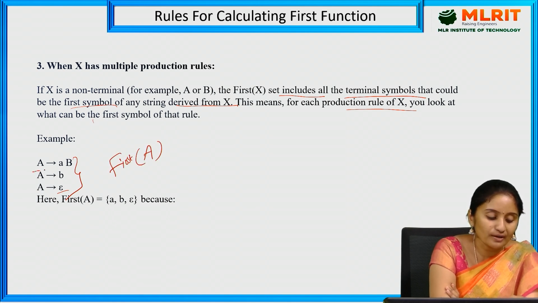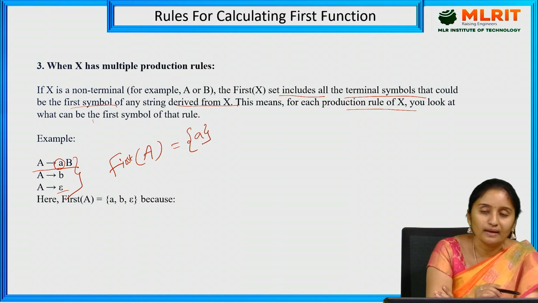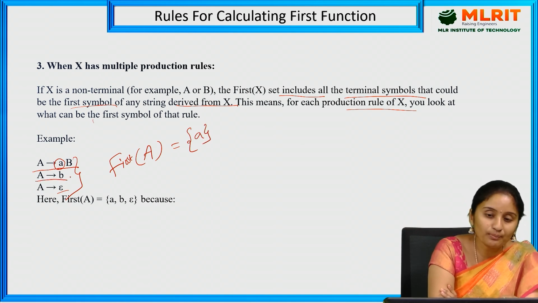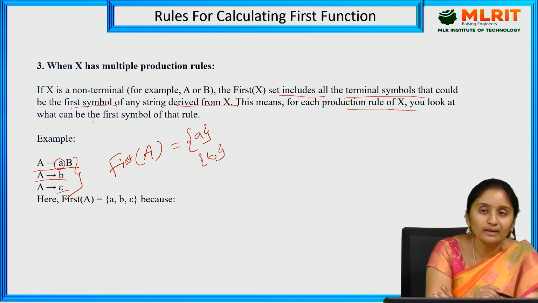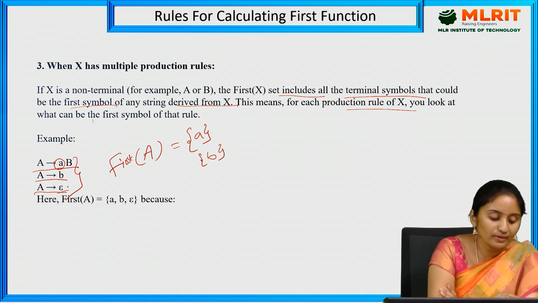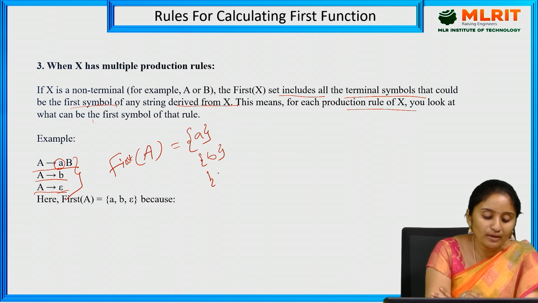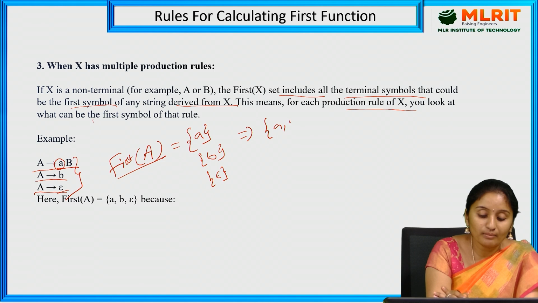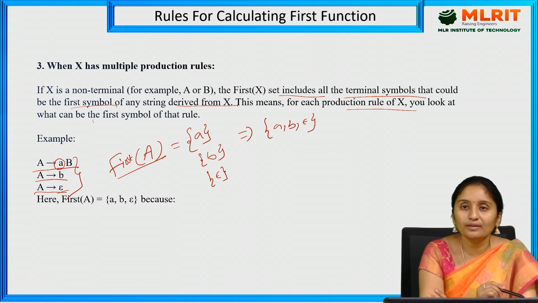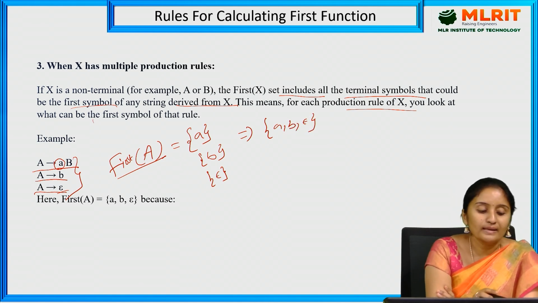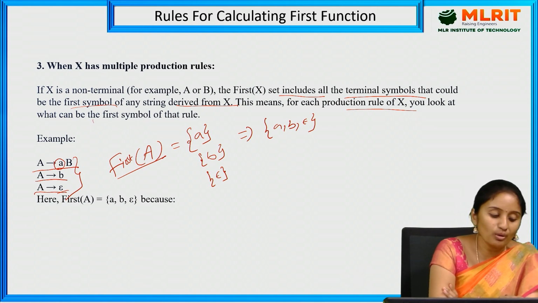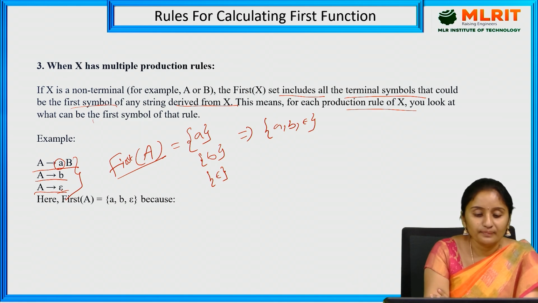In my first production, the starting letter is a terminal, so that is a. In my second production, I have B. Coming to the third production, A produces epsilon, so I have epsilon. So for first of A, I got three things: a, comma, B, comma, epsilon. We write it in set form. So when X has multiple productions, we need to check all of them. This is the third rule.